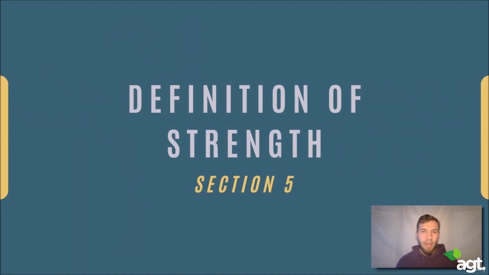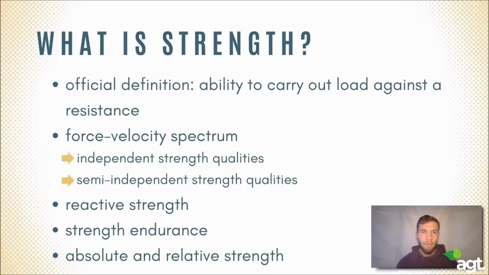Let's start off this section by giving an overall definition of what strength exactly is. The official definition of strength says that it's the ability to carry out a load against a resistance. So that means that strength is not just defined by the maximal weight that can be moved, which is obviously an important part of strength, but many people, when they hear about strength, think about what's the maximal weight someone can lift. But for example, as a high jumper, we need lots of strength in order to take off from the ground, but they might not be able to lift as much as others like bodybuilders or weightlifters.